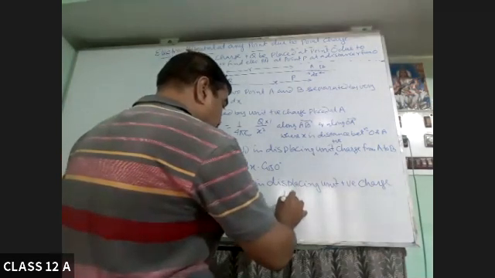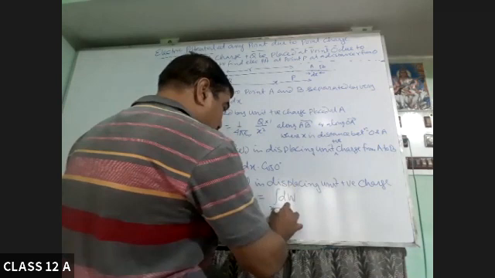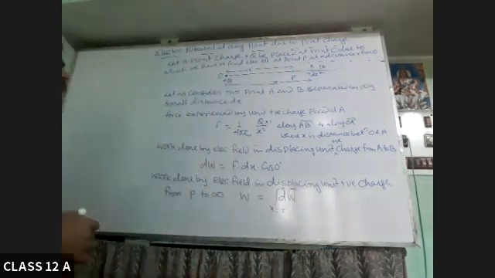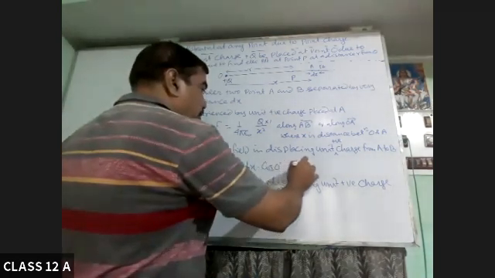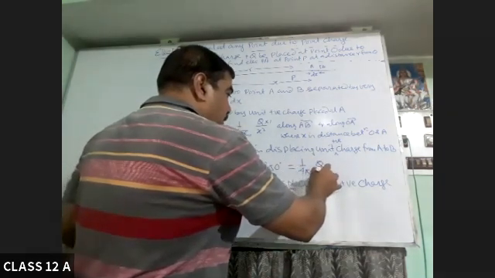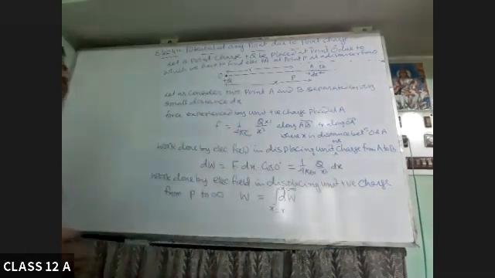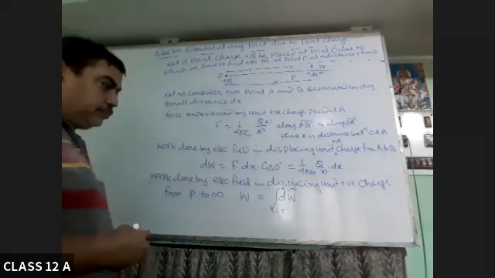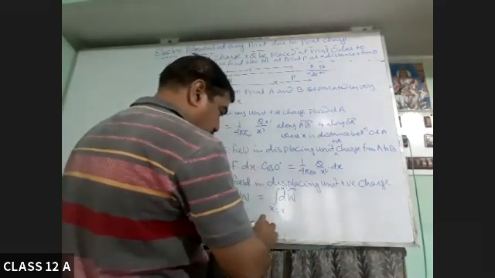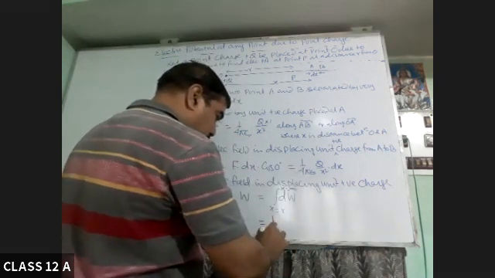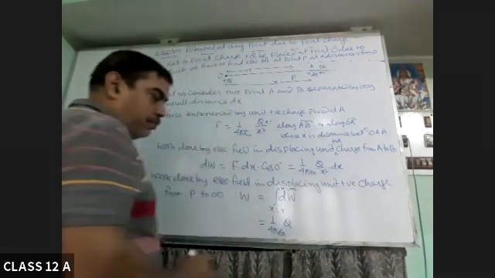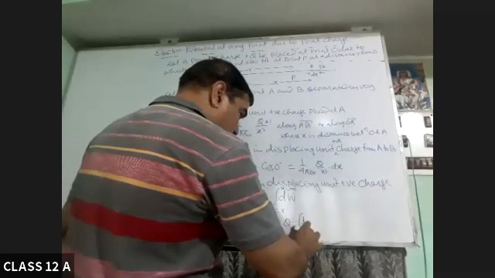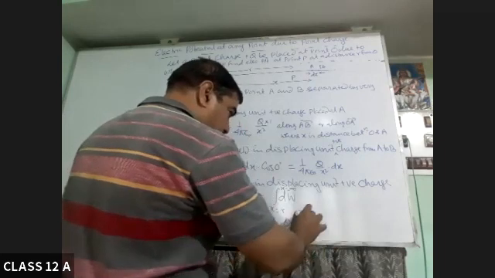So this one will be integration of this dW for x equal to r to x equal to infinity. Here the value of F we didn't write. So F will become 1 by 4 pi epsilon naught q over x square into dx. So 1 by 4 pi epsilon naught, q will be out, integration of 1 by x square dx from r to infinity.